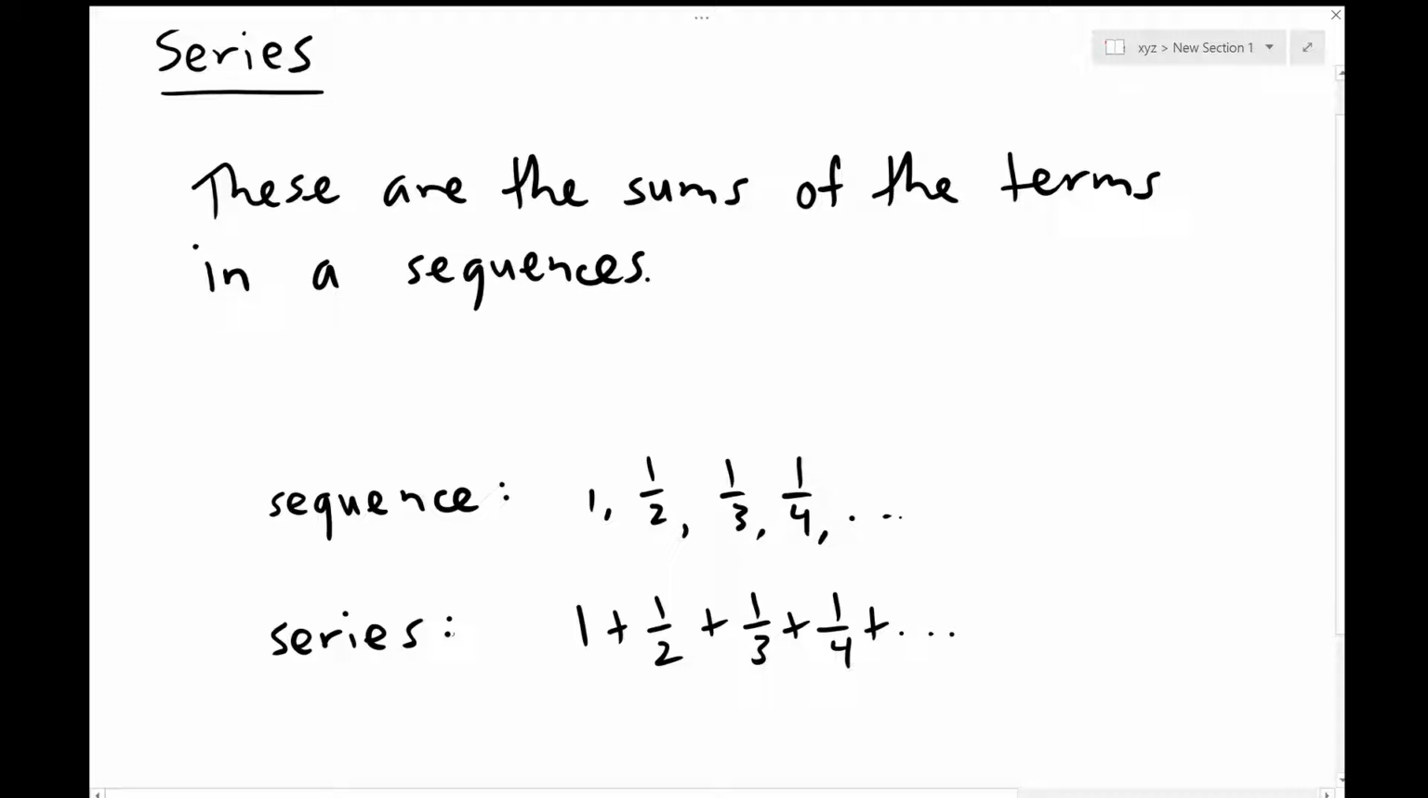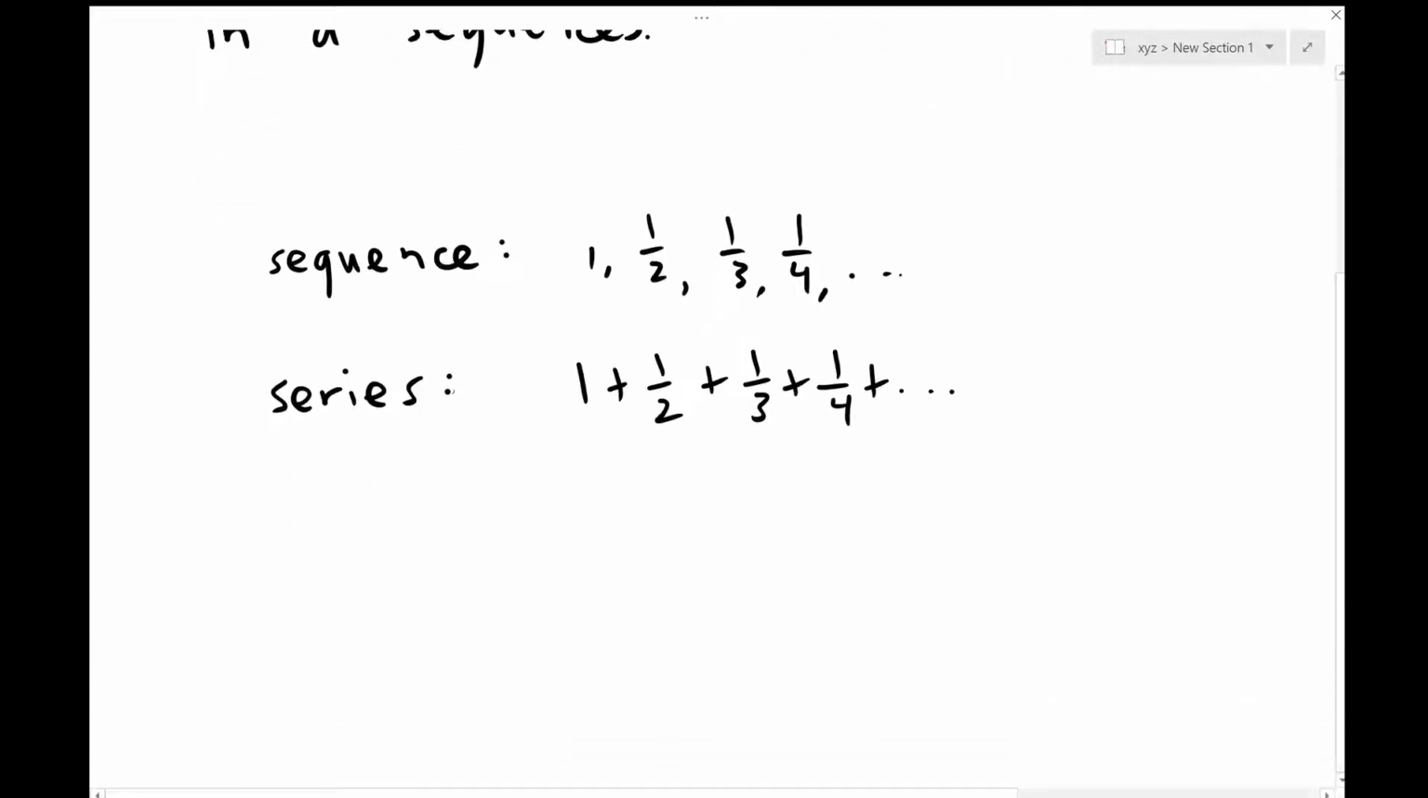So again, a sequence is just a list of numbers. We just write the numbers out separated by commas. But with a series, we're actually adding the numbers together. So series are usually denoted using what's called sigma notation, or this is also referred to as summation notation.